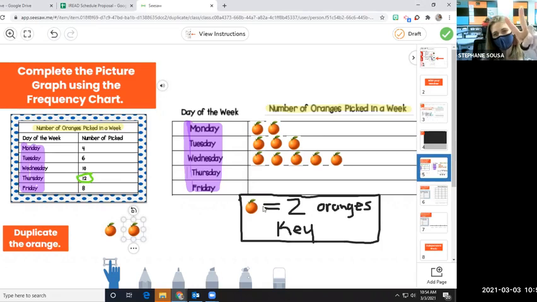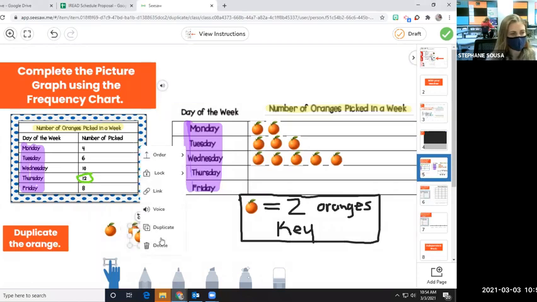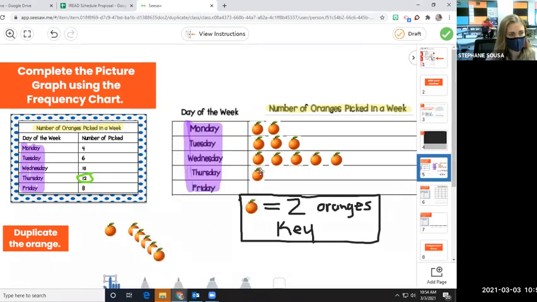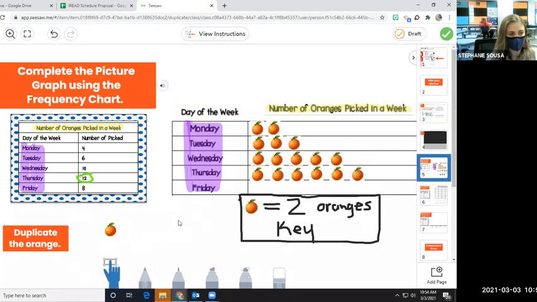2, 4, 6, 8, 10, 12. I'm going to need 6 oranges. So let's duplicate so we have 6 of those. 5 and 6. And I'm going to go place my oranges in the Thursday row. 2, 4, 6, 8, 10, 12 oranges. 6 pictures shows 12 oranges.